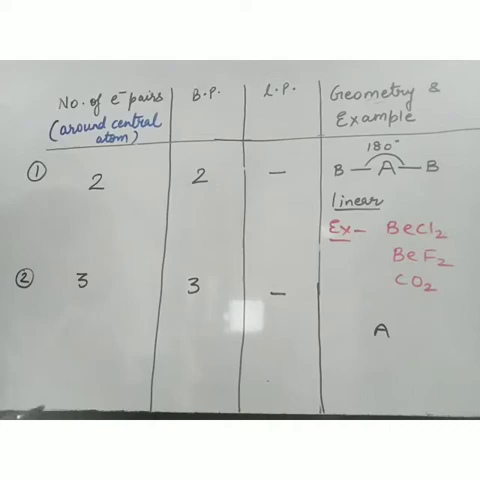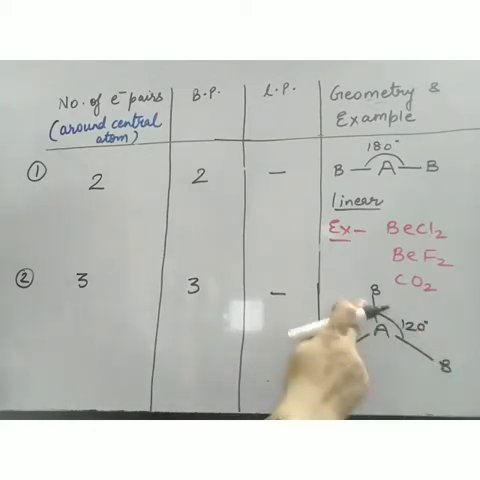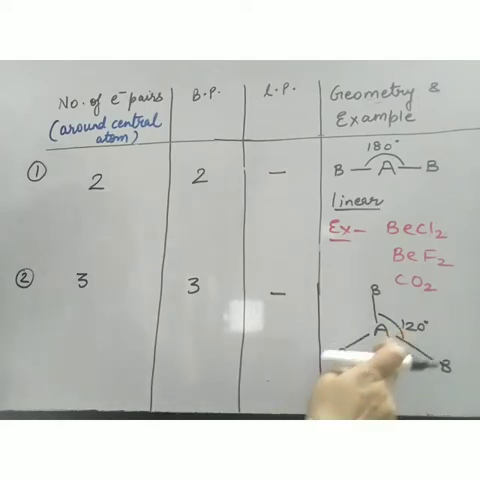Now which geometry or which shape will give them minimum repulsion? So it is found that when they are at an angle of 120 degree. Now this angle is 120 degree. So when the 3 bond pairs are at an angle of 120 degree, the repulsion is minimum.